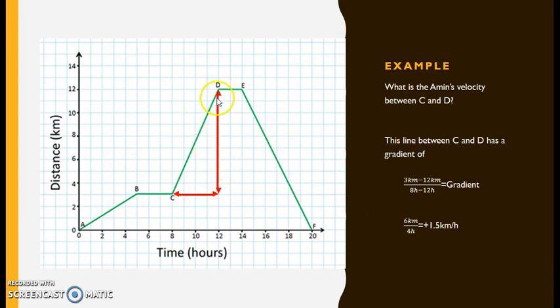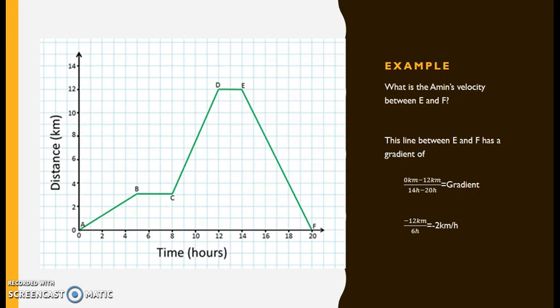Just count over here. So from point D, which is 12, to the point here, which is 3. So 3 minus 12 is 6 in size, and over here is 8. 8 minus 12 equals 4. So 6 divided by 4 equals 1.5.